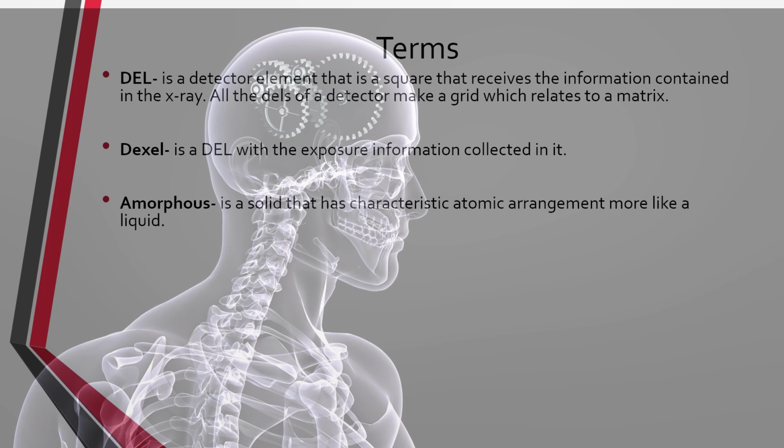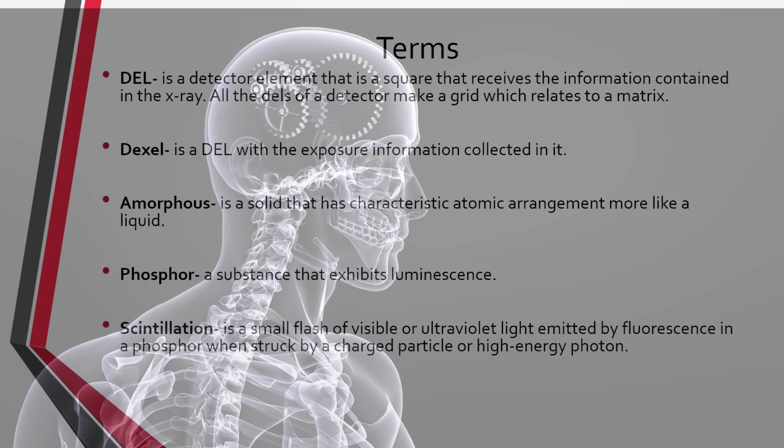Amorphous is a solid that has characteristics more like a liquid. So amorphous means something that's solid but has characteristics of a liquid. A phosphor is a substance that exhibits luminescence, and luminescence is typically to give off light, but it can be to give off any kind of energy. It's typically associated with light, as far as I know, of phosphor. Scintillation is a small flash of visible light or ultraviolet light emitted by fluorescence in a phosphor when struck by a charged particle or high energy photon.